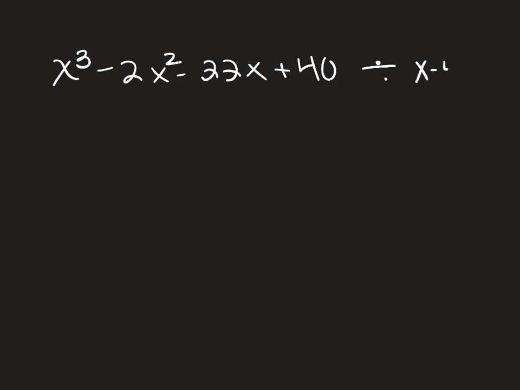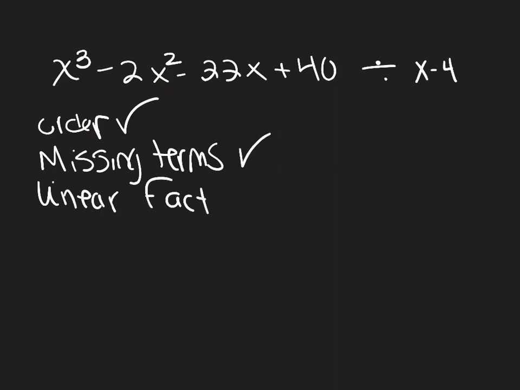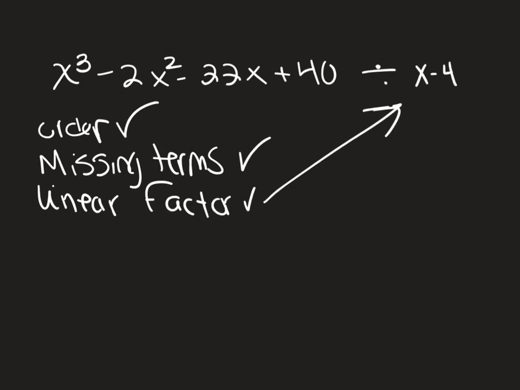So our first problem says we have x cubed minus 2x squared minus 22x plus 40. And this is divided by x minus 4. So it's in order. Missing terms. And then the last one here is linear factor. That's that thing. So because we meet all these qualifications, we can do what's called synthetic division.